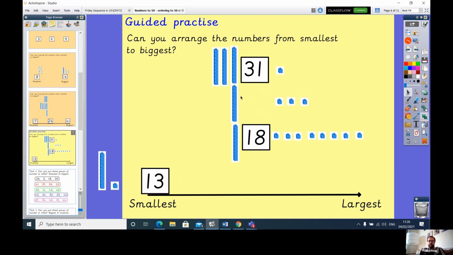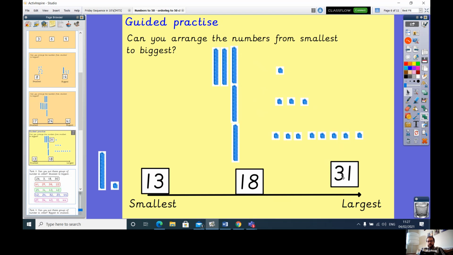Okay, now we're looking for the next smallest out of these two. And again, we've already worked out 18 only has 1 ten. 31 has 3 tens, so 18 is the smallest one out of those two, and then that leaves 31 as the biggest number. So we've used our knowledge of tens and ones to work out which is the smallest, and then they get bigger and bigger and bigger as we go along that line.